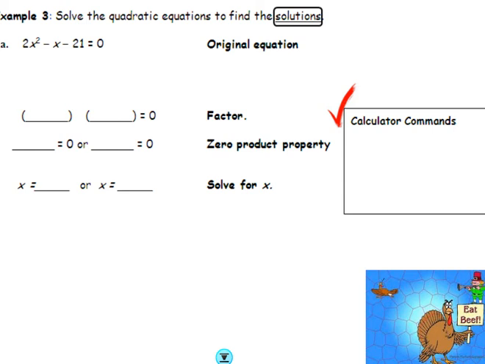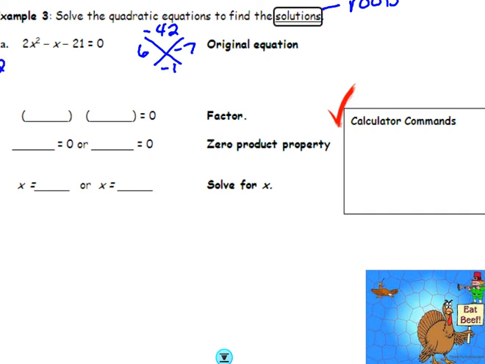Alright, let's look at another one. It says solve the quadratic equation to find the solutions. That's the same thing as the roots, or the zeros, or the x-intercepts. All mean the same thing. Alright, so we're going to factor. This one has a lead coefficient. So it multiplies to give me negative 42, because 2 times negative 21, and has a difference of negative 1. So 6 and negative 7.